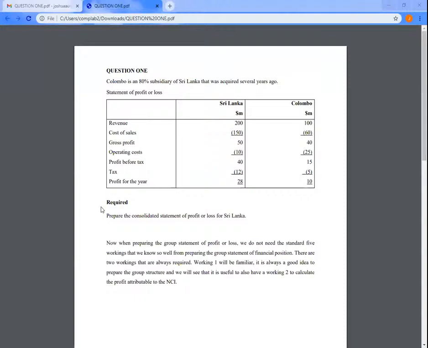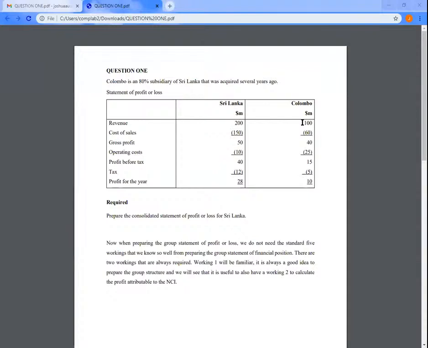So we have revenue: Sri Lanka is 200, Colombo is 100. Sales revenue, either you call this sales or revenue, it's the same. So sales revenue, what do we have? Sri Lanka is 200, Colombo 100. So 200 plus 100.